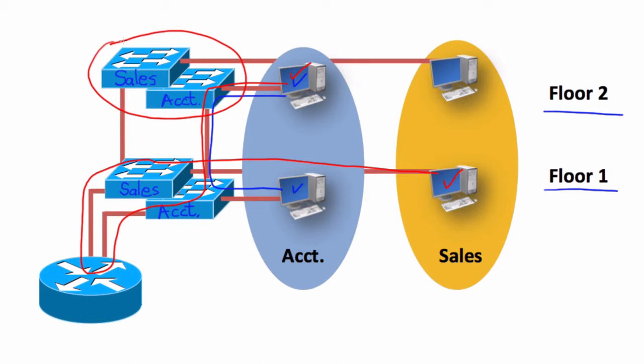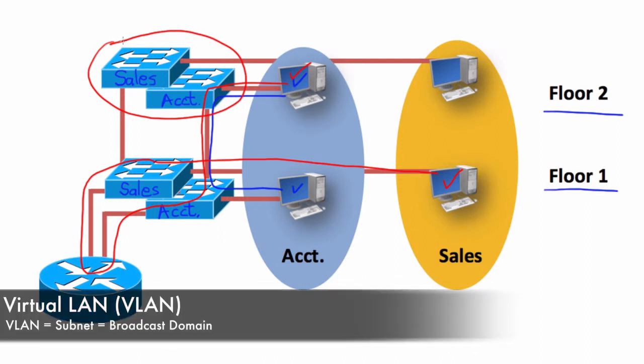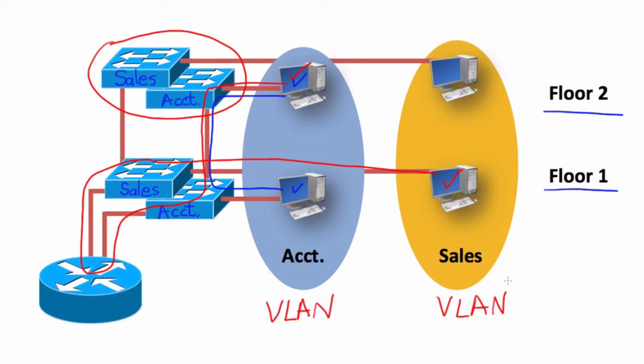That's not efficient. What we can do instead is train the ports on our switch to belong to different subnets, different broadcast domains, and we're going to call those broadcast domains VLANs, a virtual LAN. What we want to do is have a VLAN just for accounting, and a virtual LAN just for sales. And when we assign the ports on our switches to the different VLANs, we get to consolidate those switches on each floor of our building.